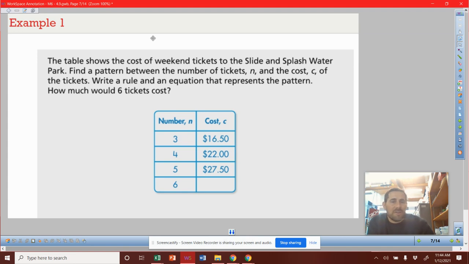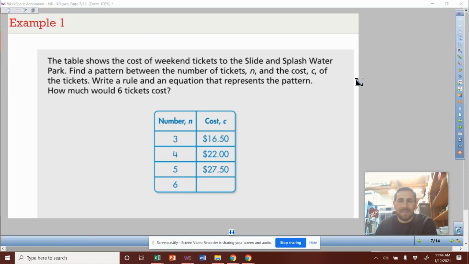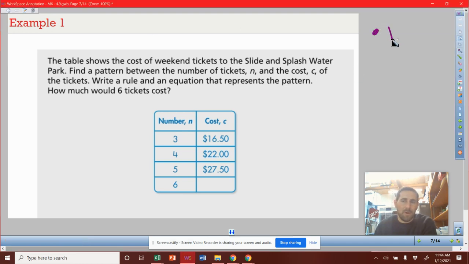So the table shows the cost of weekend tickets to the Slide and Splash water park. Find a pattern between the number of tickets and the cost of the tickets. Write a rule, an equation that represents the pattern. How much would 6 tickets cost? So it's the same kind of thing. We got 2 steps. Step 1, find the pattern. And then the second step, find out 6 tickets.